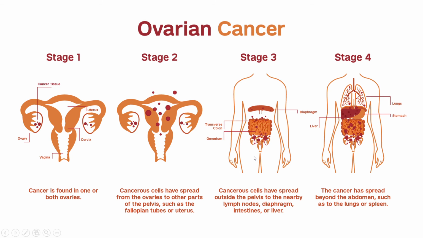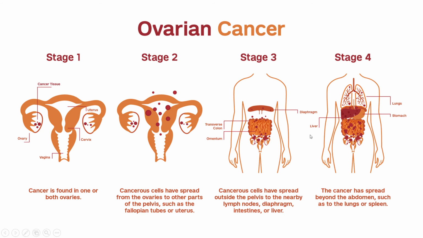As you can see, it has spread to the diaphragm. You can see the transverse colon. You can appreciate the cancerous tissue here. This is the cancerous tissue. This is normal, this is our ovary, and it has spread to the transverse colon as well as the diaphragm. So it is a malignant tumor.